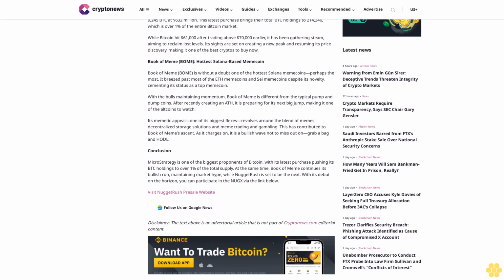Conclusion: MicroStrategy is one of the biggest proponents of Bitcoin, with its latest purchase pushing its BTC holdings to over 1% of the total supply. At the same time, Book of Meme continues its bullish run, maintaining market hype, while NuggetRush is set to be the next.